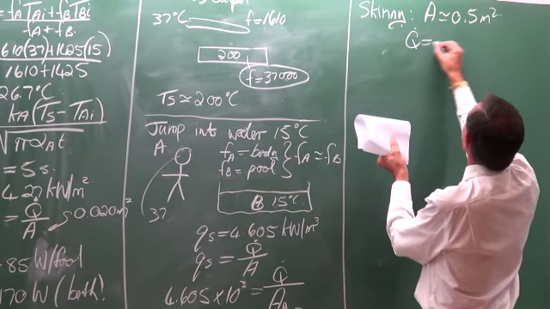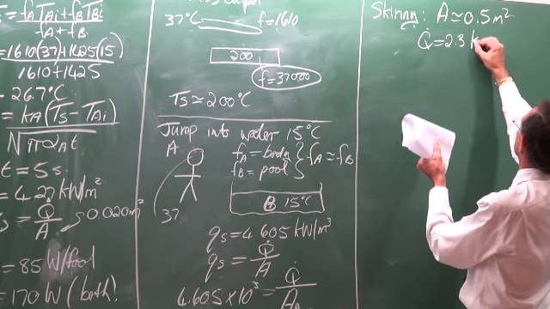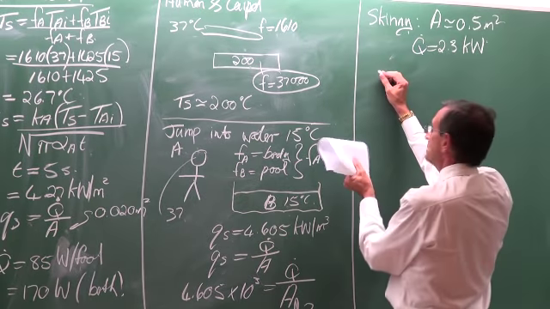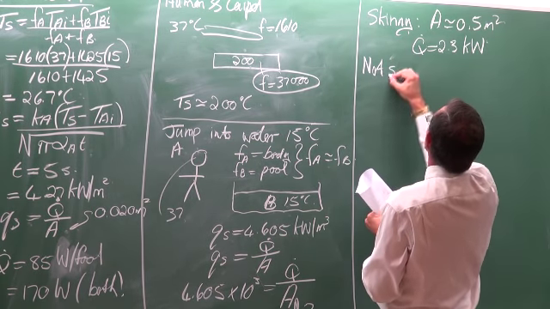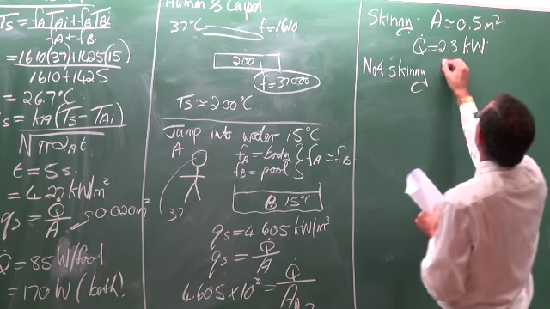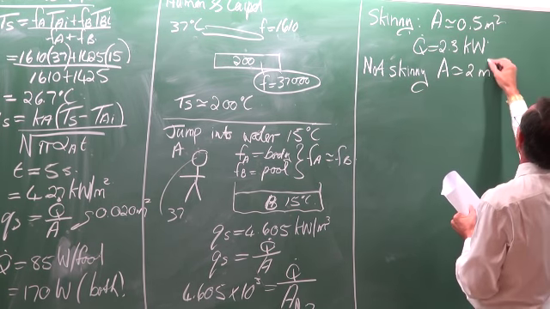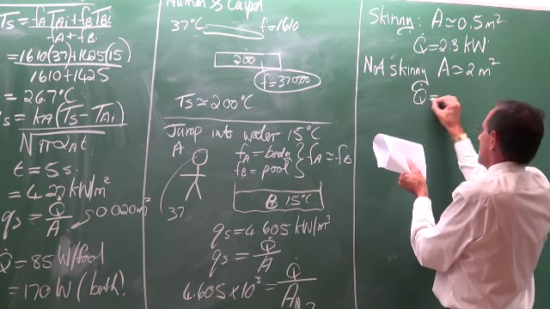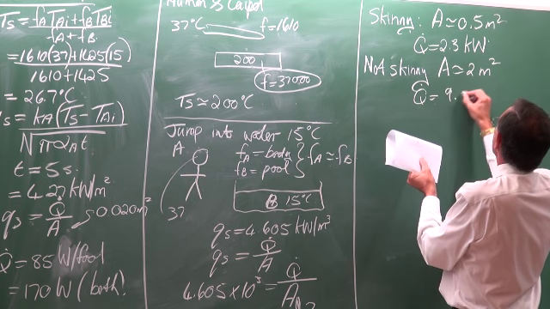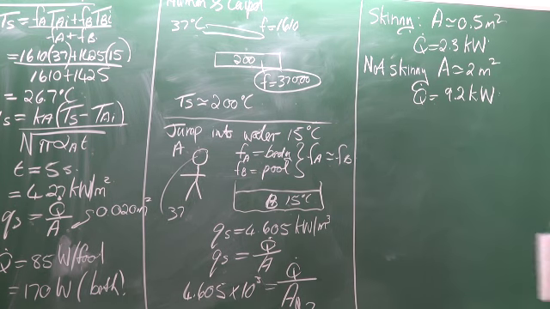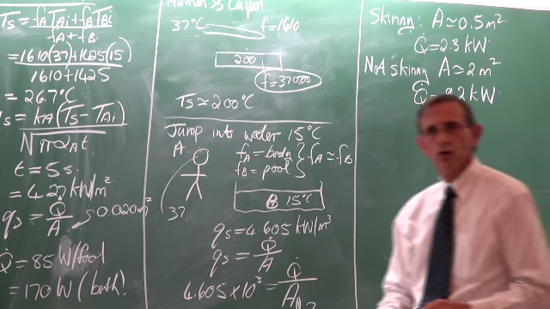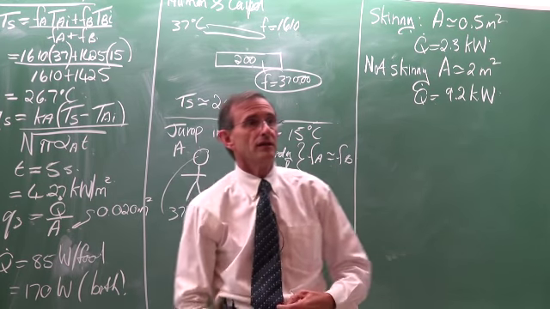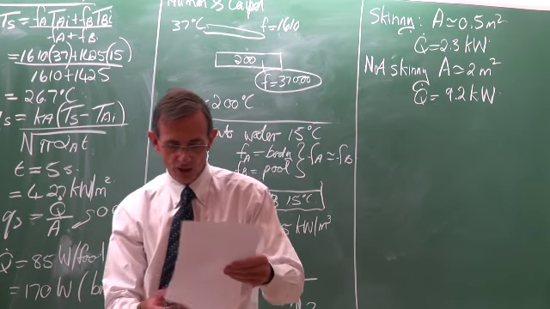Then the heat transfer rate out of your body would be 2.3 kilowatts. While if you're not so skinny, and let's suppose your surface area is about 2 square meters, then the heat transfer rate would be 9.2 kilowatts. So the heat transfer rate of a bigger person would be much higher than that of a very skinny person. So what can you learn from it?